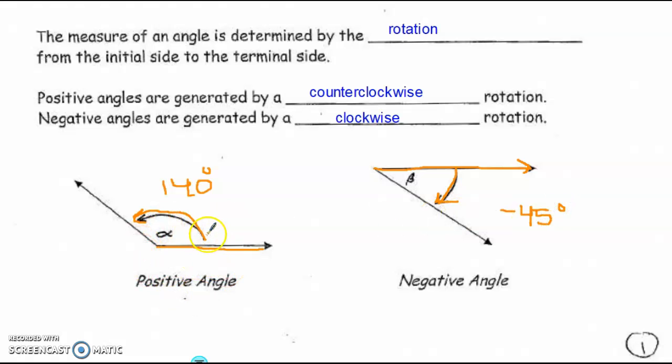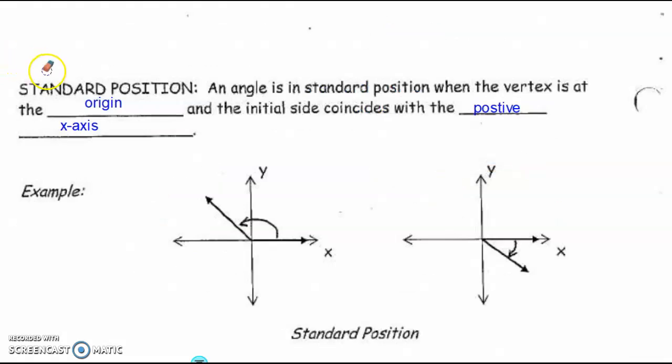This angle went counterclockwise. I know it's got to be a positive. And I'm just going to estimate it to be about 140 degrees. This guy here went clockwise, and that's negative 45 degrees. I'll do an estimate. You know, if you said negative 50, that would be fine too. All right, we go over to our next page.